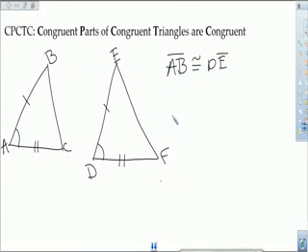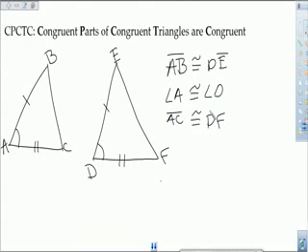Okay, CPCTC stands for congruent parts of congruent triangles are congruent. Okay, so this is the idea with this section. This is just kind of a note. If you have two triangles, okay, I know these triangles are ugly, but we're going to be quick.